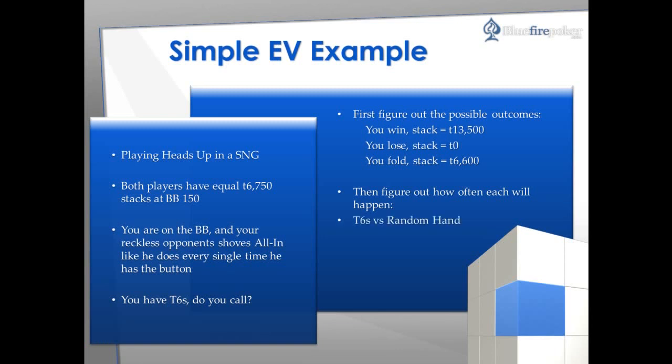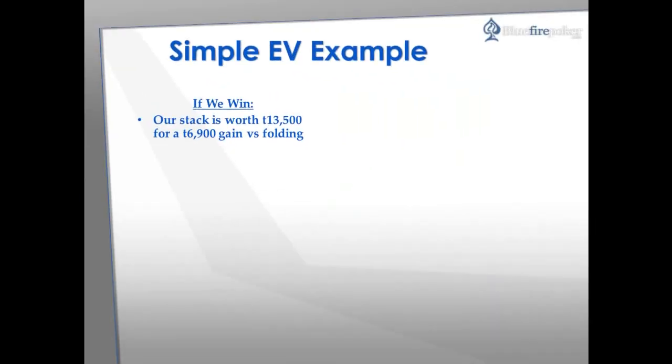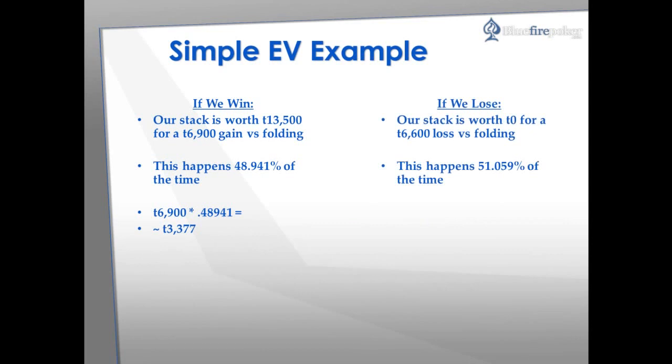Well, if we bust out Poker Stove, we can see that 10-6 suited versus a random hand will win about 48.9% of the time and lose 51.05% of the time. So if we win the hand, we end up gaining about 6,900 chips versus folding. And like we said, this happens about 48.9% of the time. So if we multiply those two things together, when we win the hand, we on average gain 3,377 chips.